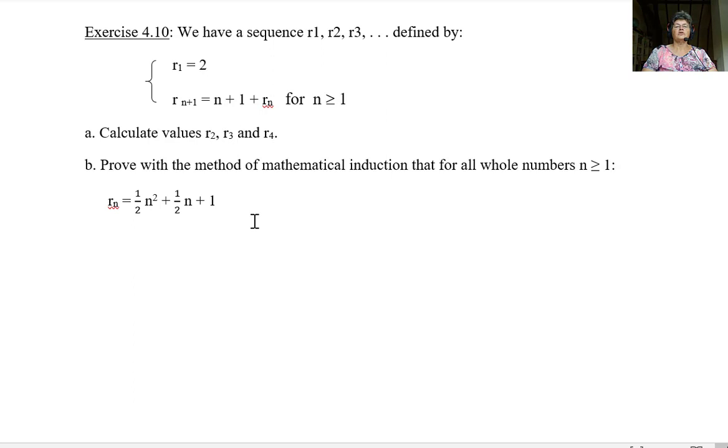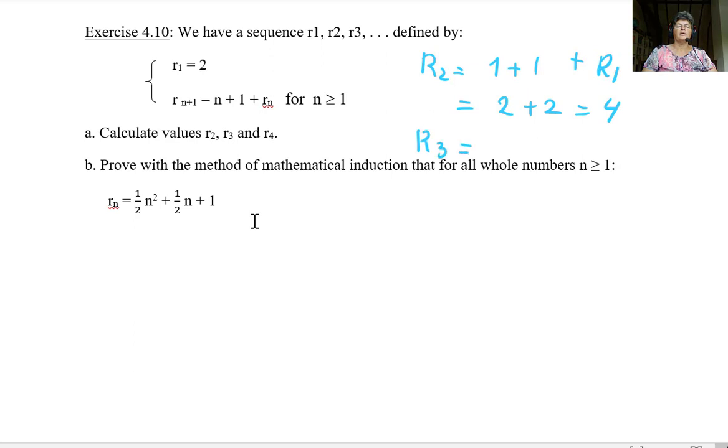So we have a sequence with definition. So R1 equals 2, and R(n+1) is n plus 1 plus R1. So let's just look at what it means. So R2 would be 1 plus 1 plus R1. So that would give us 2 plus 2, which would give us 4.